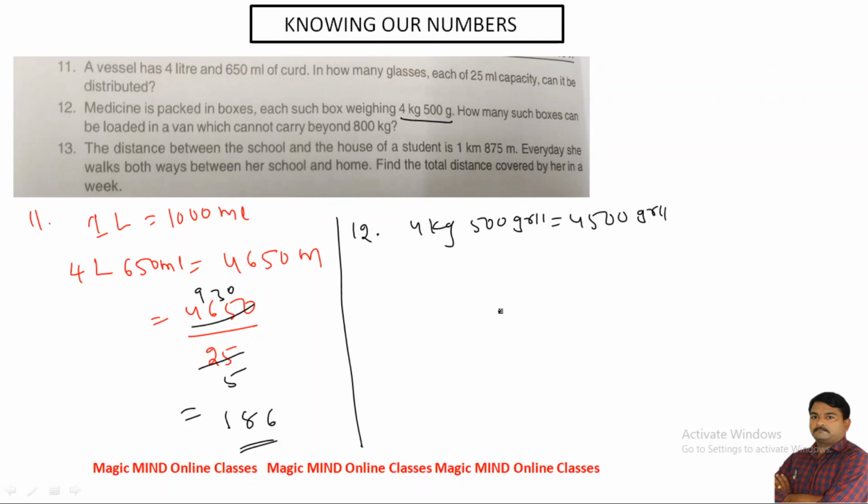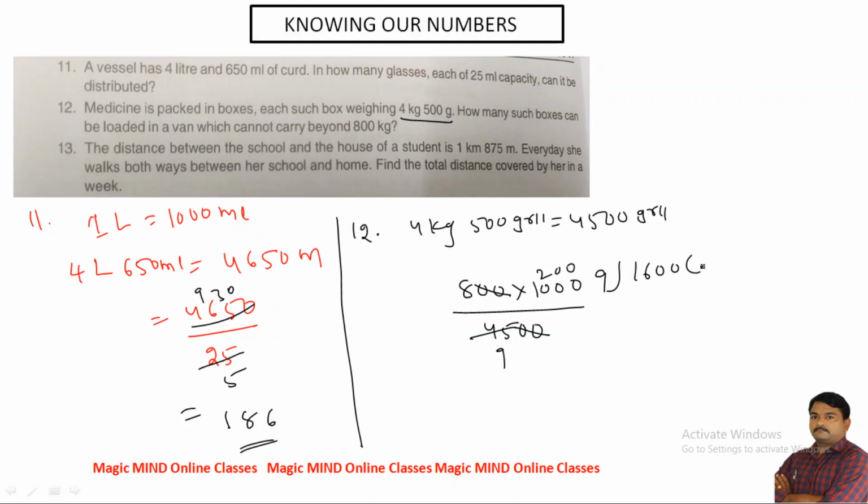Very simple. Here also normal division. 800 kgs we are converting again into grams: 800 into 1000, divided by 4500 grams. For these two zeros, 2 zeros will be cancelled. With the 5 table, 5 9s are 45, 5 2s are 10, 200. So 200 into 8 means we are having 1600.